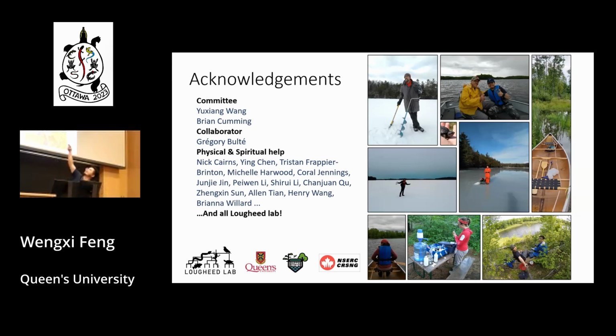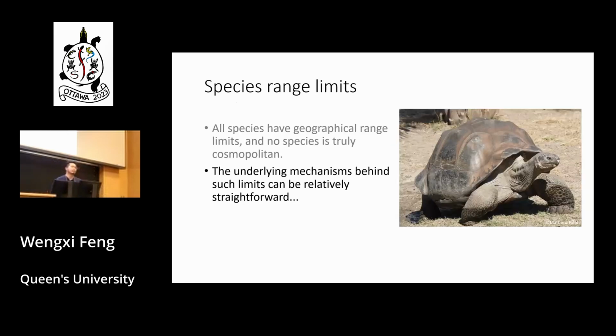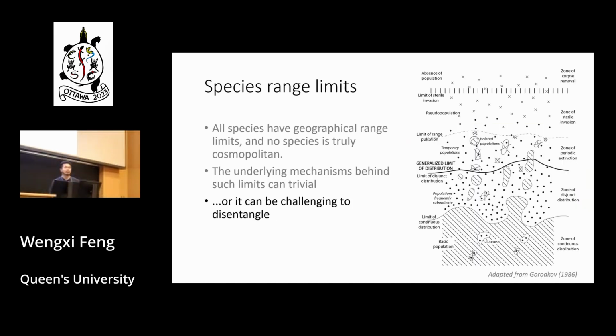So Steve's there. So I'll start with this very broad assertion that all species have their range limits, and no species are fully cosmopolitan. They all have their reasons for their limits. Sometimes the mechanism behind the range limit is quite obvious, the geographical barrier, but sometimes it can get very, very complicated when you're looking at the definition of a range limit.